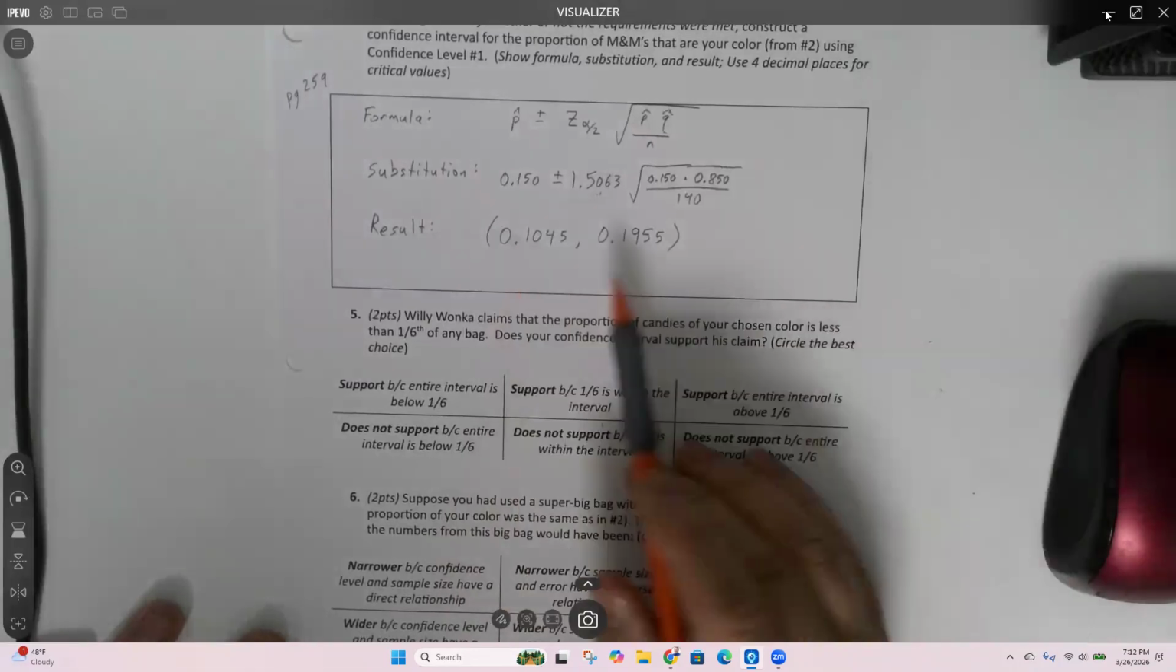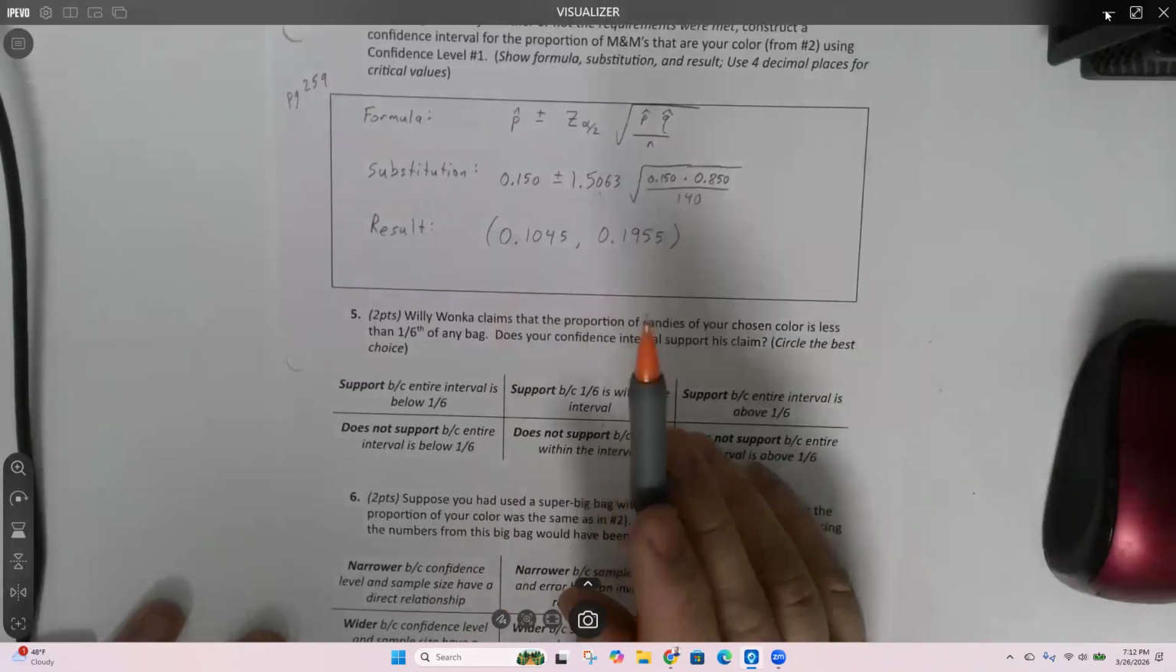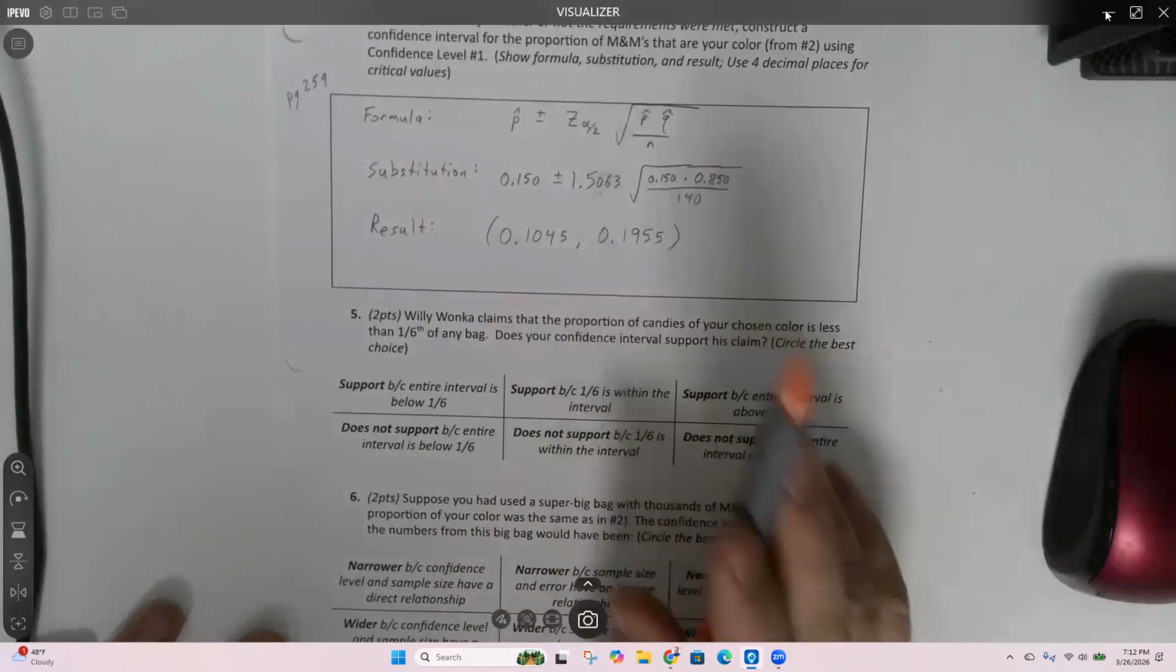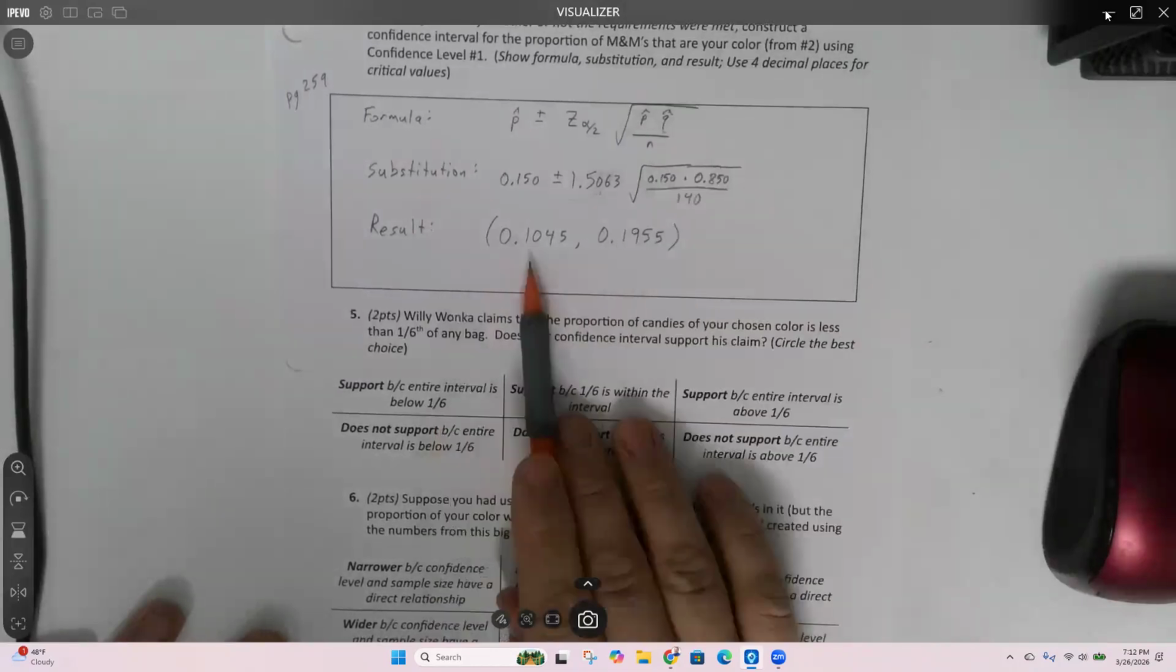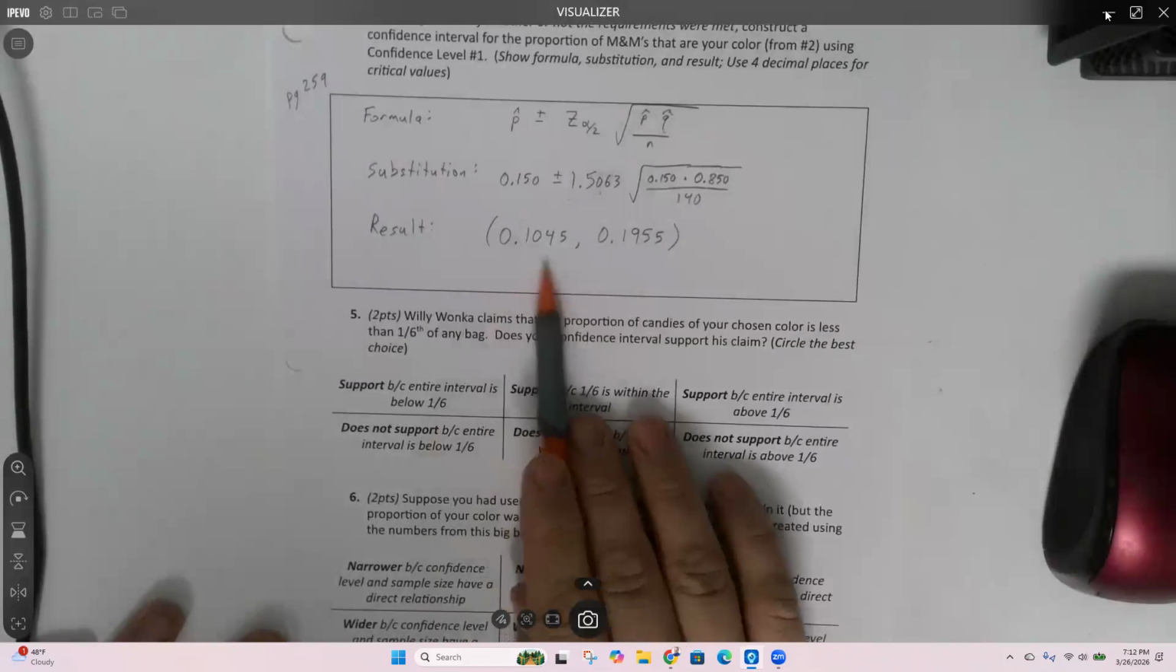I'll show you when we do Skittles. I'll do it the other way around. I'll do that one first. Let's keep moving on and see what happens with our confidence interval.